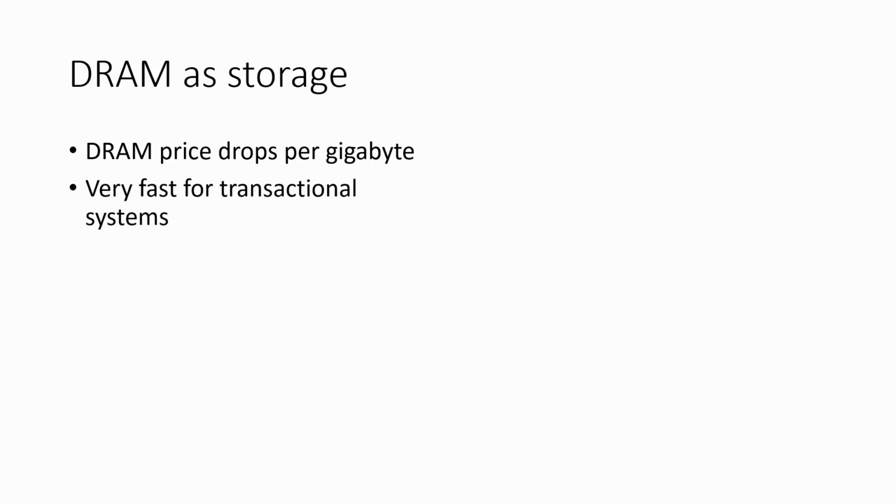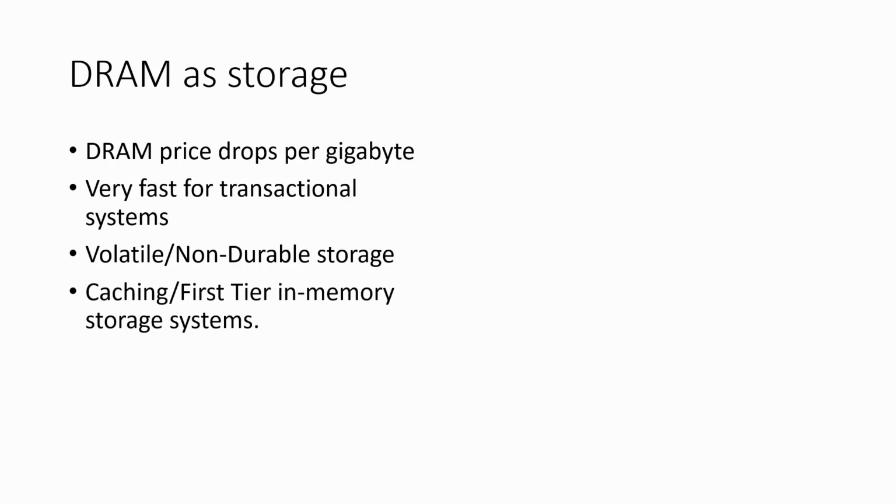And finally, we'll talk about DRAM as storage. And of late, DRAM prices have been dropping quite significantly per gigabyte. And DRAM is quite fast for transactional systems. In fact, most databases tend to keep their working set cached in memory just to improve transactional performance. DRAM also has the issue, as we discussed, of being volatile, or non-durable. So there is a trend toward using DRAM as a caching or first tier in-memory storage system.